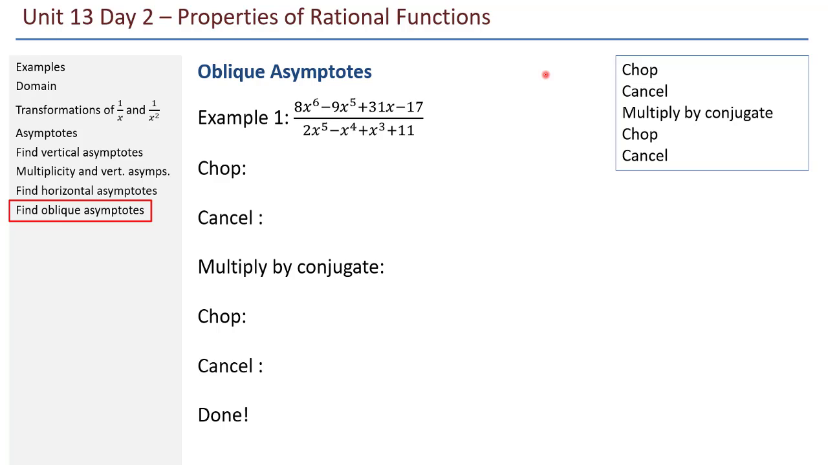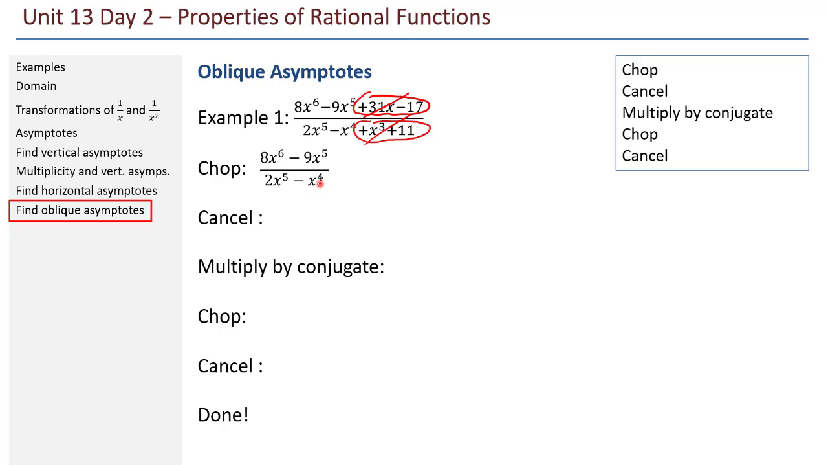So let's see what we can do here. Chop. So what do I mean by chop? What I do is I'm going to remove everything after the top 2 terms. I just chop them off. And so I end up with 8x to the 6 minus 9x to the 5 divided by 2x to the 5th minus x to the 4.